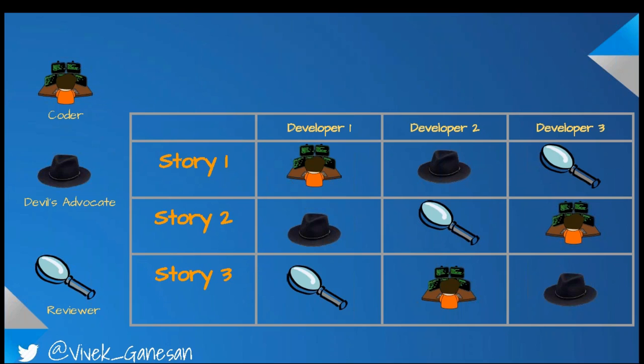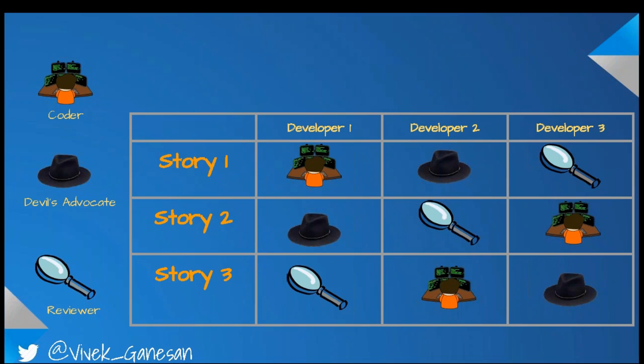So for story one, he will code, and for story two, he will try to break whatever the other developer did. And for story three, he will review all the test cases and anything that checks the conformity to the acceptance criteria given by the PO. So a single person who is a developer can play the three different roles in multiple stories. In story one, this person will be a coder, in story two, a devil's advocate, and in story three, a reviewer. Right? So this way, multiple people can do multiple roles.